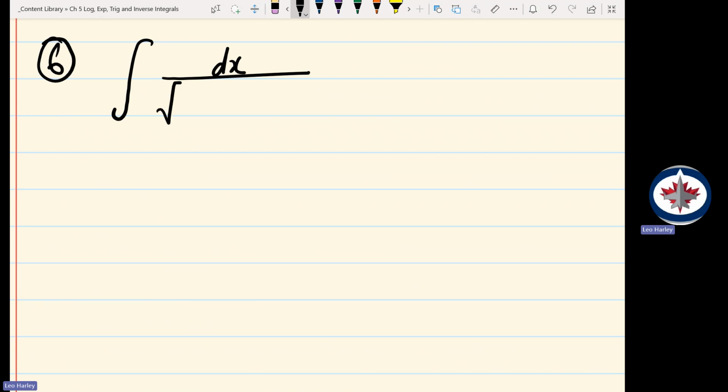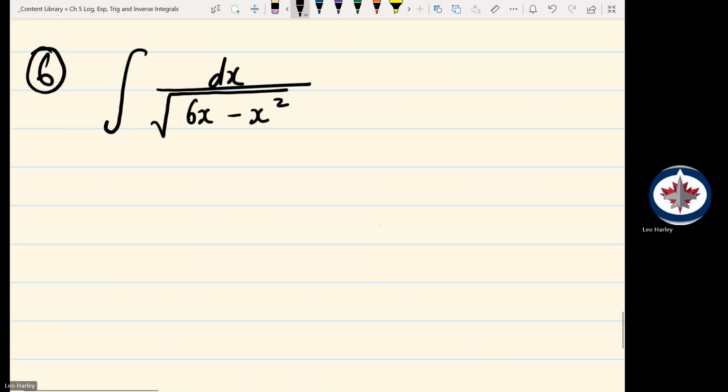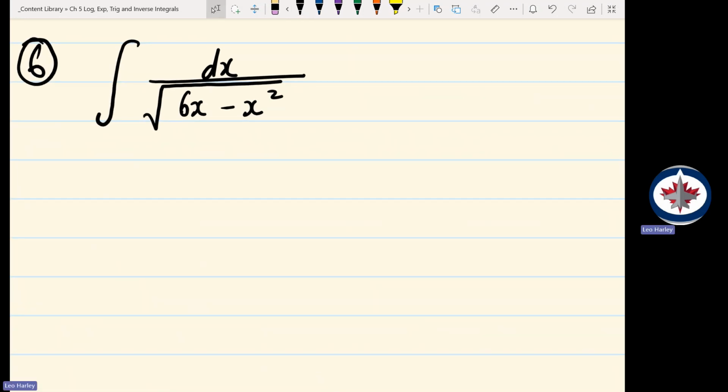You've got the square roots, so I'm okay with that. So right away, tan is no longer invited. But you've got 6x minus x squared. And I'll make it easier on you. It will be arc sine, but you're going to have to play with it to make that happen.